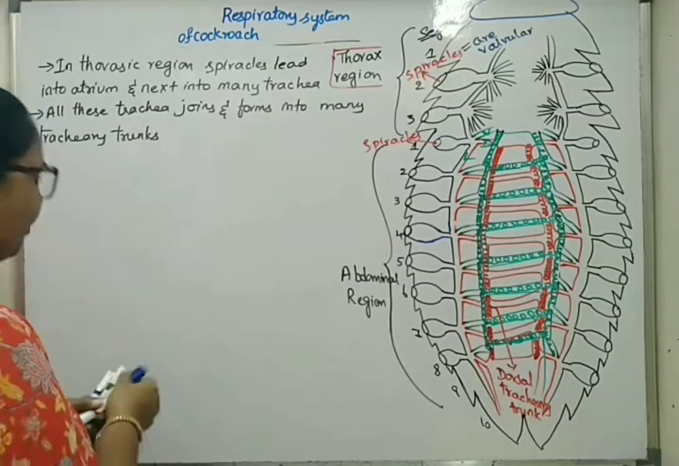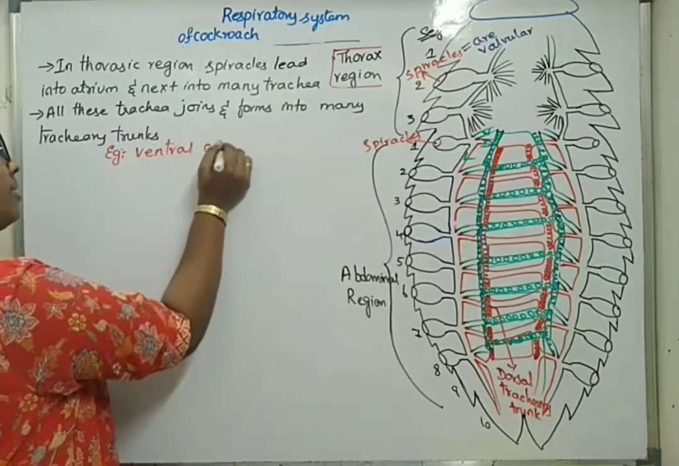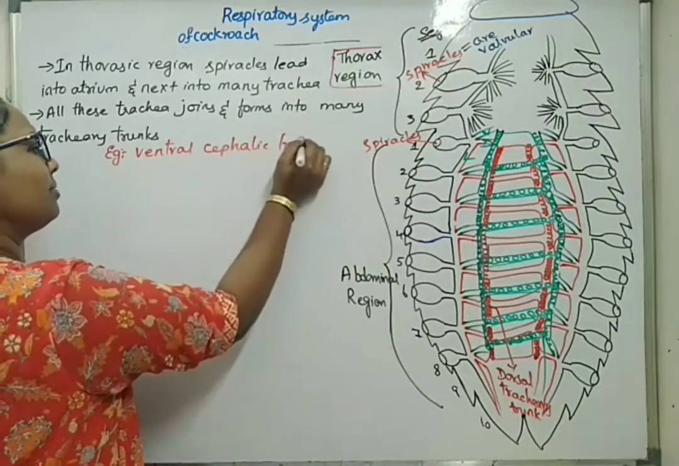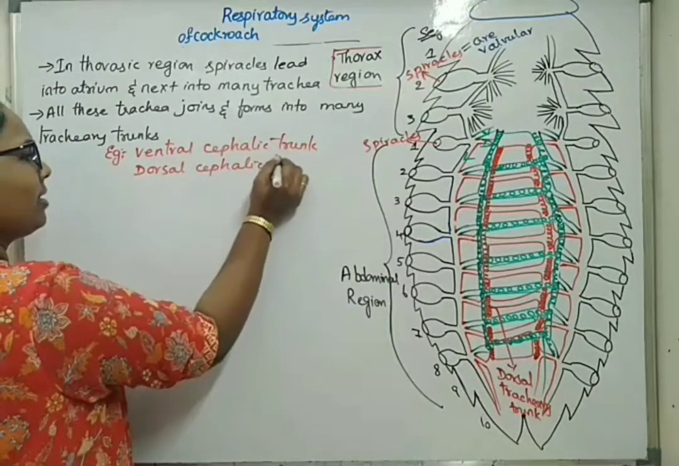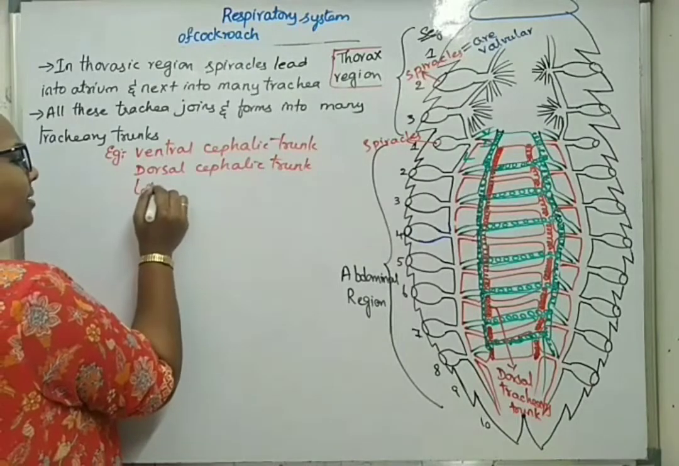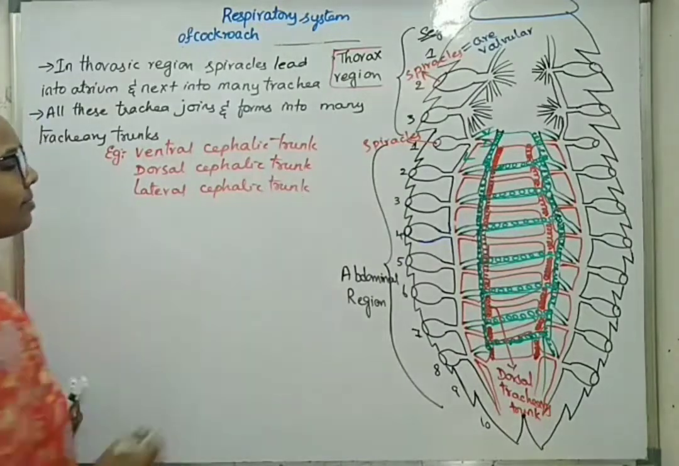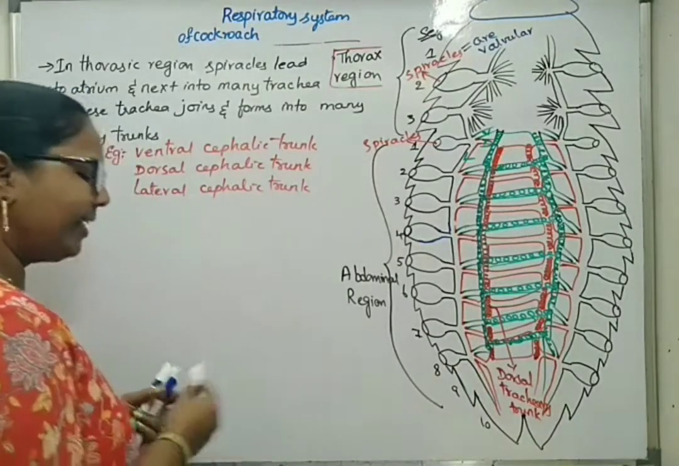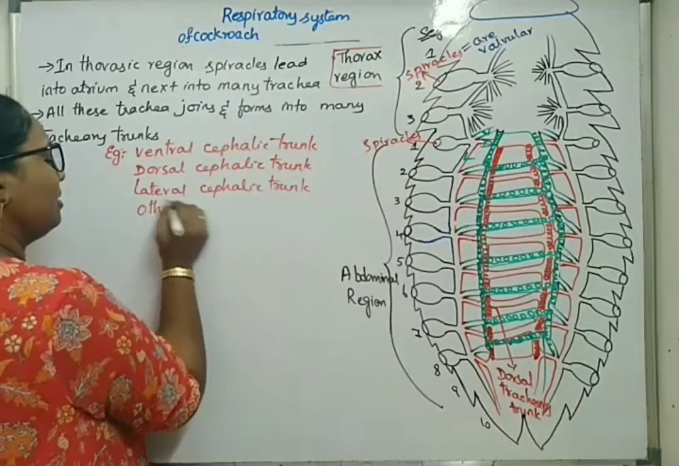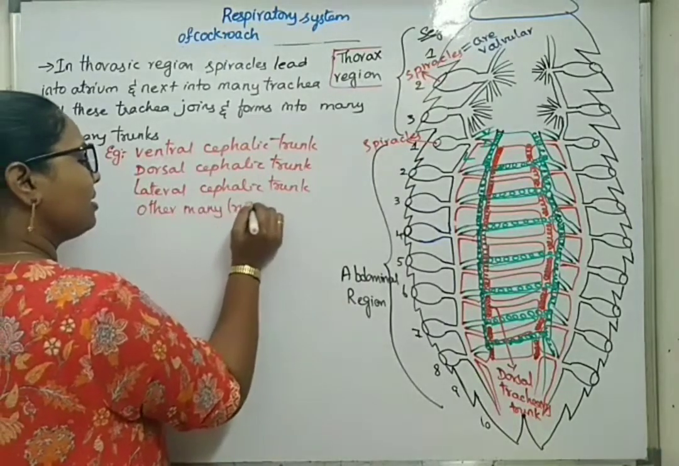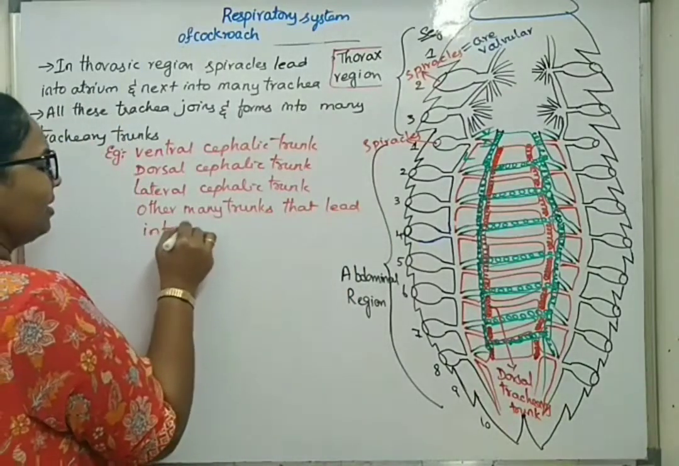We will see names of some of those tracheary trunks. Example: ventral cephalic trunk, dorsal cephalic trunk, lateral cephalic trunk, and many other trunks that lead into different parts of the head.